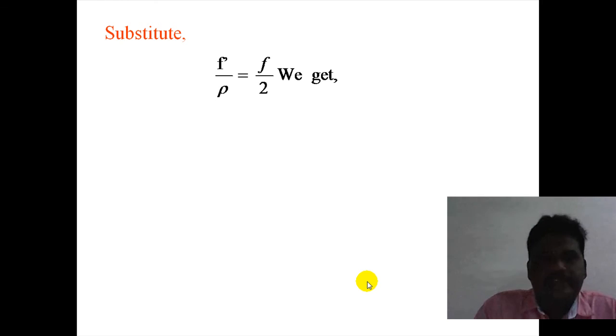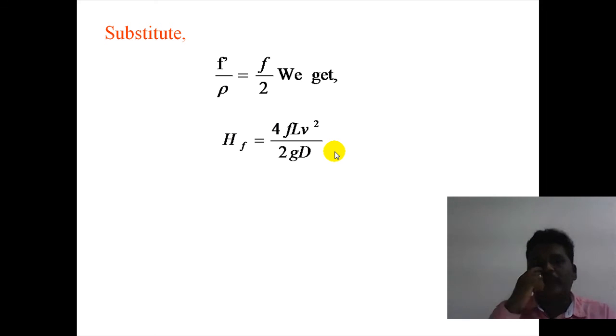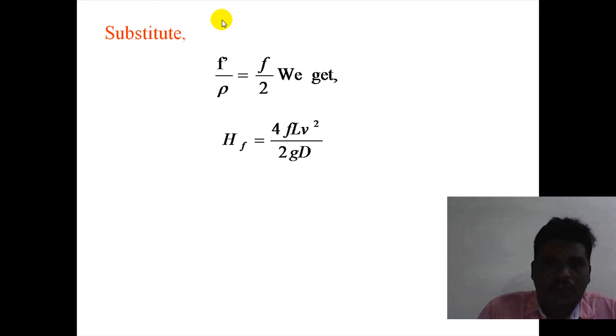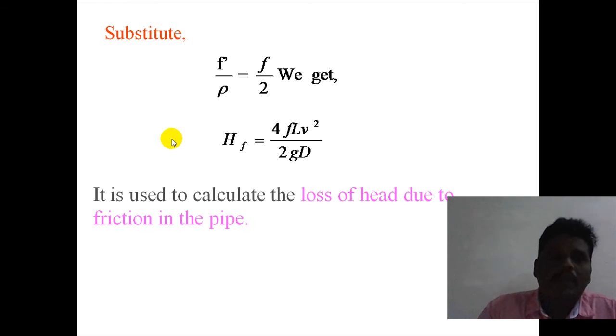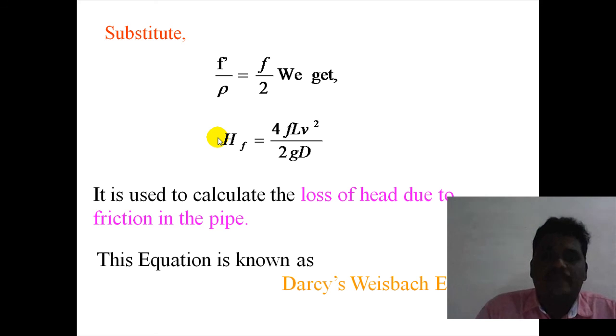Substitute from Moody's chart, by design, F dash by rho is equal to f by 2. We get HF is equal to 4 f L V square by 2 g d. Now it is used to calculate the loss of head due to friction in the pipe. This equation is known as the Darcy Weisbach equation.